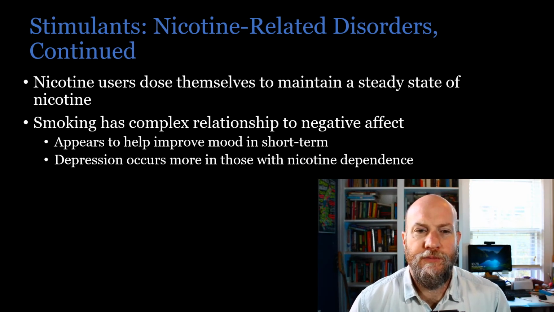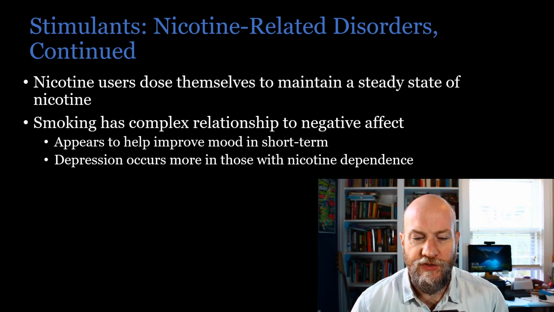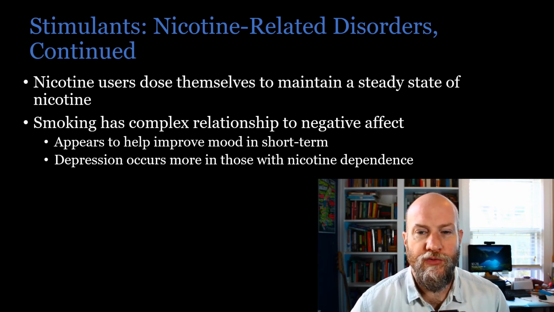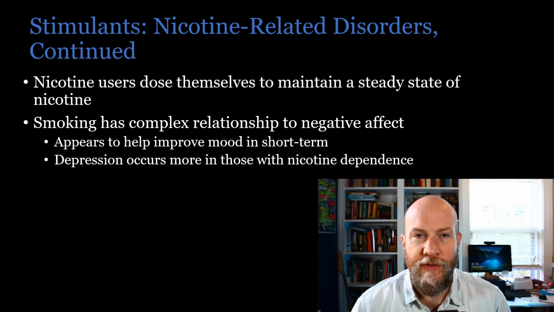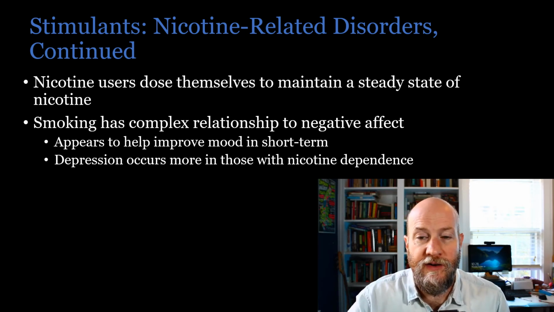So in terms of the nicotine-related disorders amongst the stimulants, what's generally happening with someone who's a chronic smoker is that they are dosing themselves consistently over time to maintain a steady state of nicotine. You're going through a complex cycle to essentially avoid withdrawal syndrome in quite rapid succession, because nicotine is processed very quickly within the body. People who smoke, or who use nicotine in other forms like vaping, will say that it improves their mood in the short term, but depression is more common in those with nicotine dependence. We can split hairs and decide if that's a causal relationship or in which direction the arrows go, but we do know that it's related to negative affect in a number of ways.